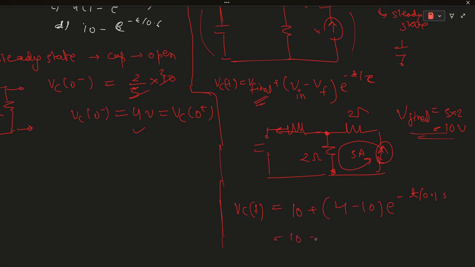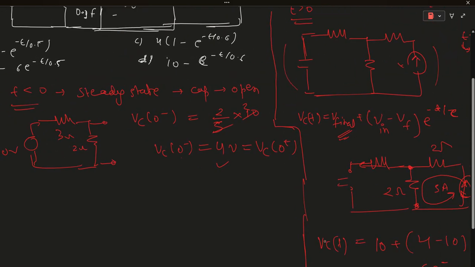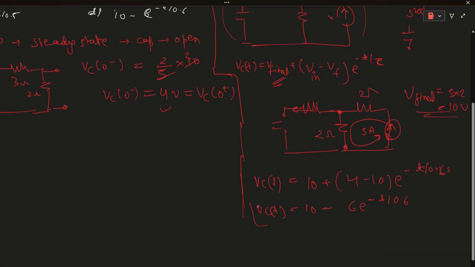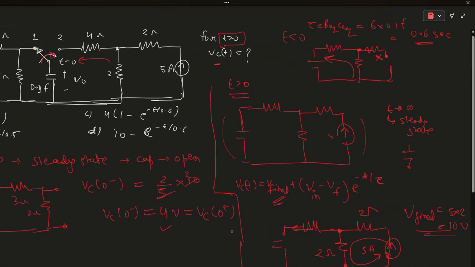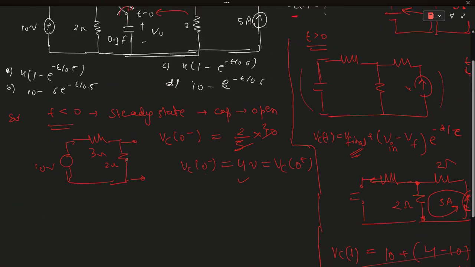Tau is 0.1 seconds. If we solve, we will get 10 minus 6 e to the power minus 10t. Oh, not 0.1, 0.6. So 10t upon 0.6. This is the voltage equation of the capacitor. This is our final answer. So we can see this one is correct.